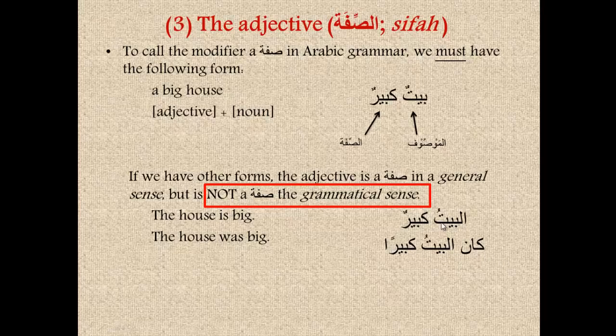Notice how over here we don't have agreement in definiteness, and over here we don't have agreement in definiteness or case ending. That's because kabirun in these cases carries different grammatical values. So we don't call kabir the sifa. In this case, we call it the khabar, and over here it's called the khabar kana, both of which we will discuss later on. But just remember, an adjective is a sifa in Arabic grammar only if you follow this pattern, baytun kabirun.